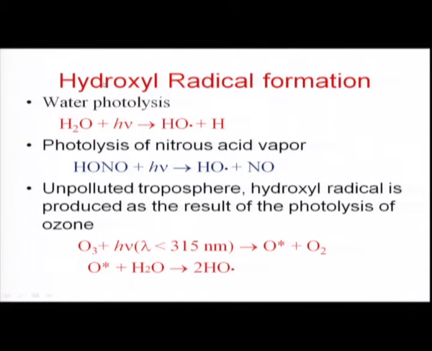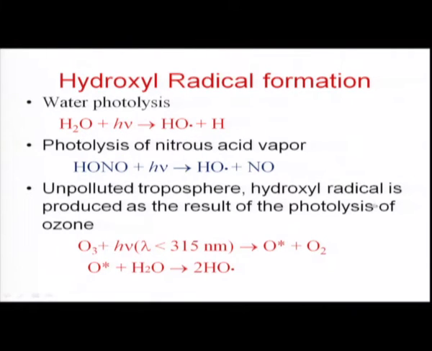Another very important radical species formed in the atmosphere is the hydroxyl radical. Radical species, with unpaired electrons, are normally indicated by a dot; these are free radical species, very highly active. One of the important radical species is the hydroxyl radical. Water in the atmosphere undergoes direct photolysis, forming the hydroxyl radical, OH dot. Also, the photolysis of nitrous acid vapor with the water molecule can bring out the formation of hydroxyl radical, OH dot, by this chemical reaction. So, this radical formation in the troposphere is very important.